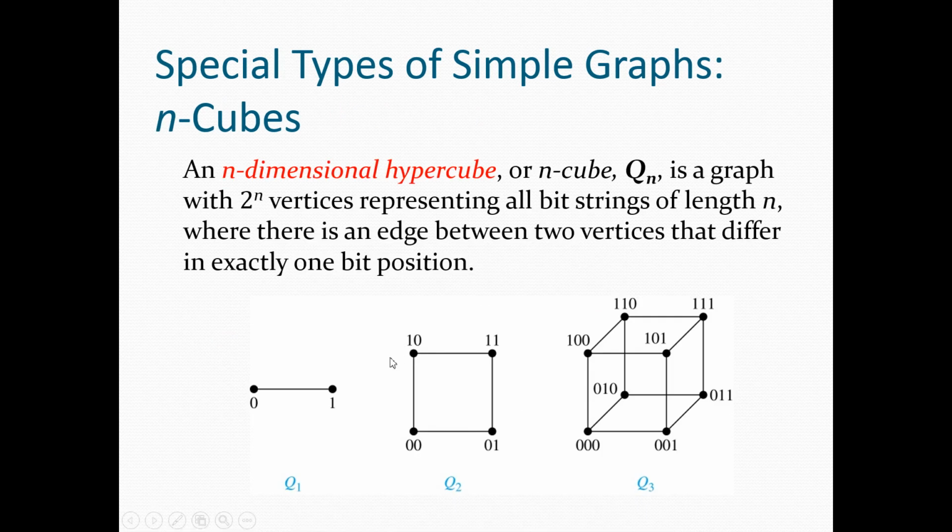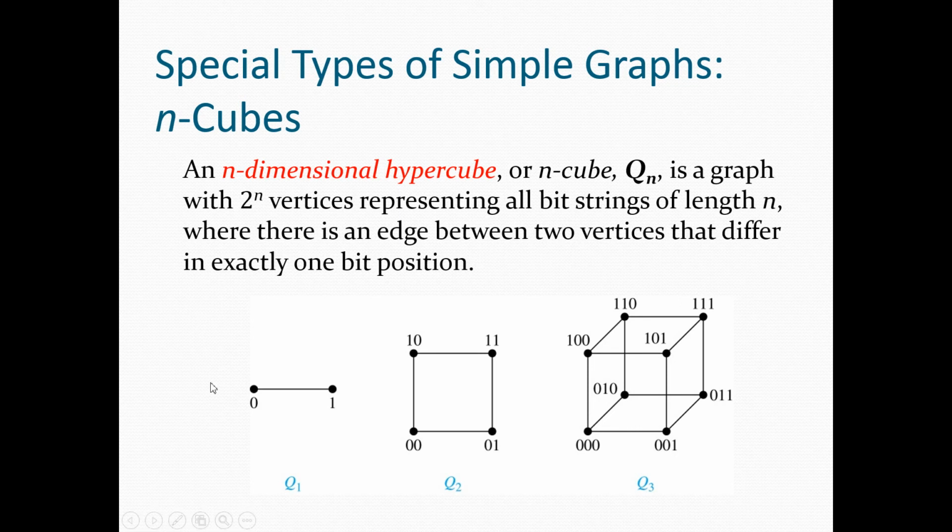Okay, special types continue. Now the n-dimensional hypercube. The n-cube is denoted by Qn, and is a graph of 2 to the power n vertices representing all bit strings of length n. So the property of Qn is that it has 2 to the power n vertices representing all bit strings of length n, where there is an edge between two vertices that differ in exactly one bit position.